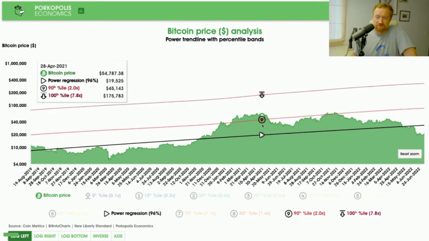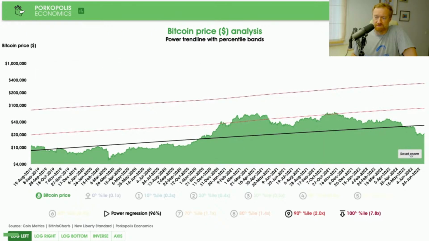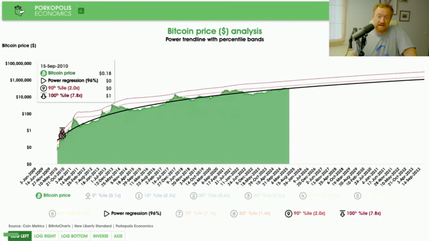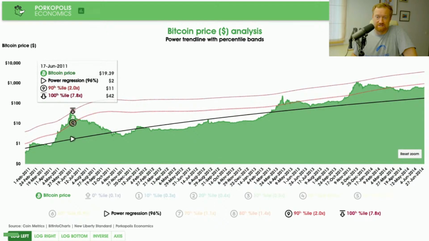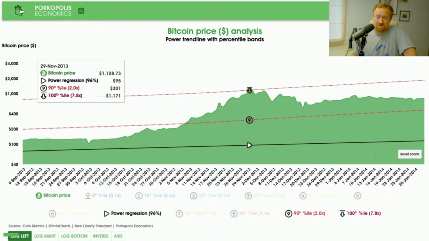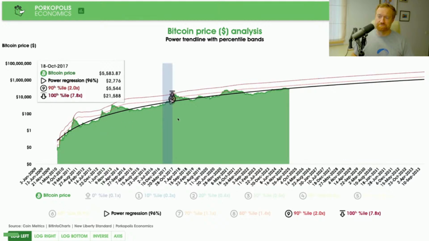even in 2021. Okay, so we can clearly see that the peaks are less, right? We're not getting to the 100th. We're not getting to that 7.8x as often. We did hit it in 2011, and we did almost kiss it in 2013. We didn't quite make a new top, but it was basically almost the same. So that means the price at the time was 7.8x the power trend at the time.